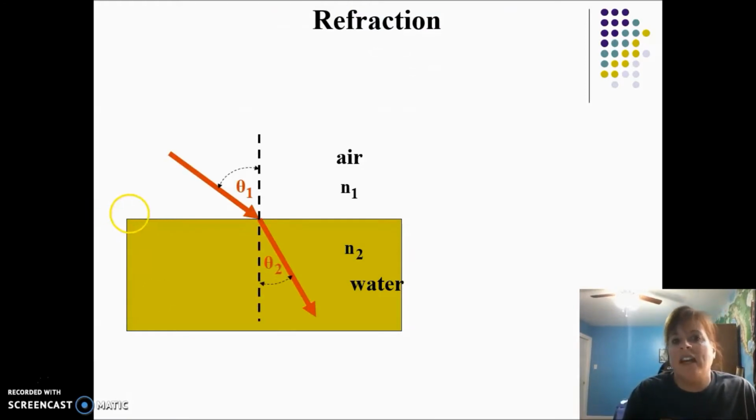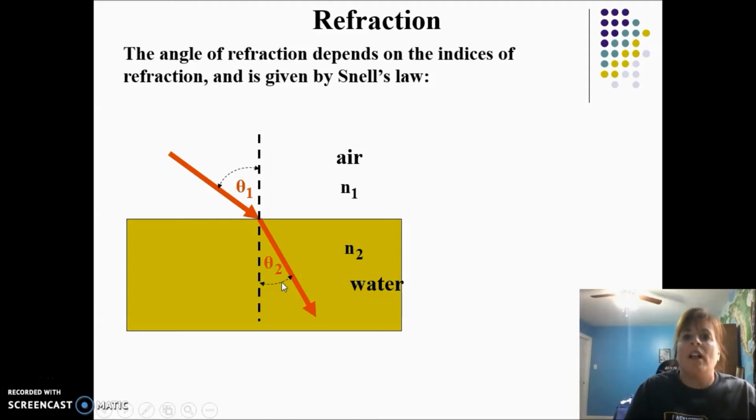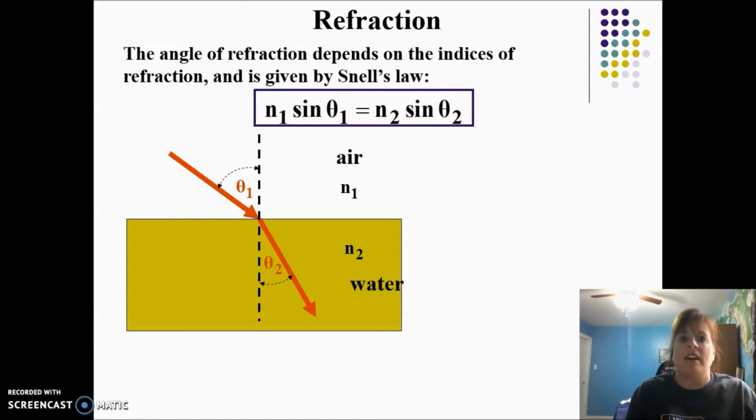So here I have light traveling from air into water, and if I measure the angle to the normal line, here's my incident angle, and as it travels in, it bends toward the normal line when it gets into water or glass or something more dense, and here is my second angle. Well, how do I figure out what that second angle is? That's called Snell's law, and what Snell's law says is that n1, the refractive index of medium 1, times the sine of the angle of incidence, theta 1, is equal to n2, the refractive index of the medium it moves into, times the sine of that angle, theta 2. And again, these are all measured to the normal line.